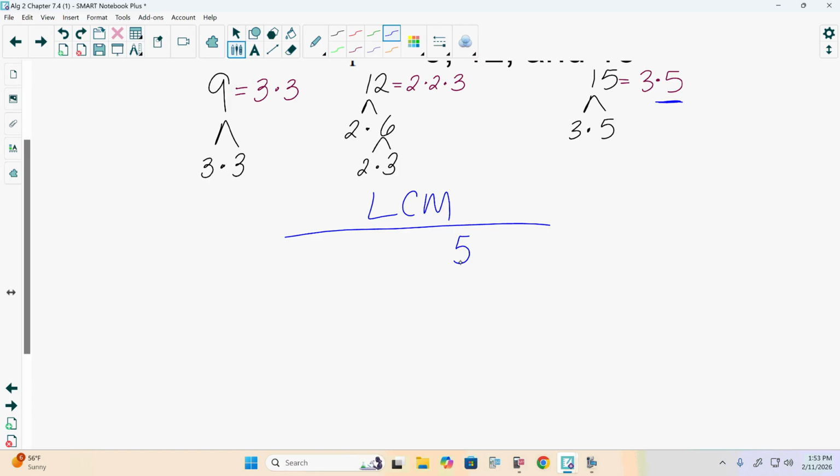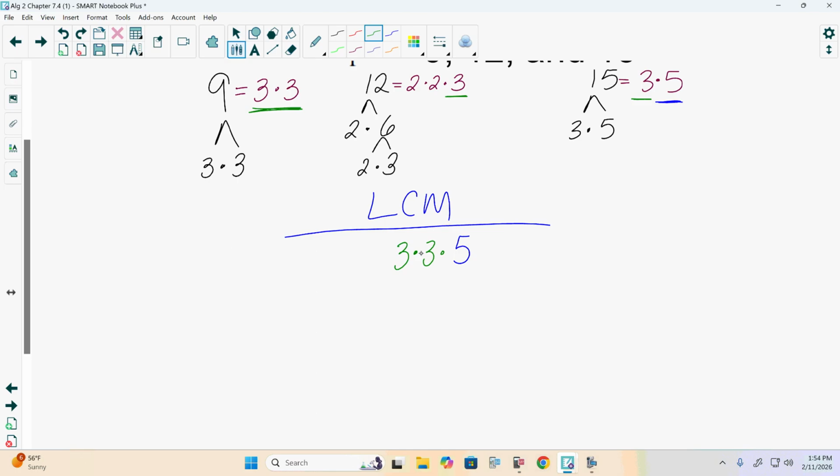Now we can move on to 3. 15 has one factor of 3. 12 has one factor of 3, and 9 has 2. So we look at this here to figure out how many 3's we need. We look for which one has the most factors of 3, which is 9. And since it has 2 of them, we need 2 of them in our least common multiple. Even though 12 and 15 had it once, because 9 had the most, that's how many factors of 3 we need.